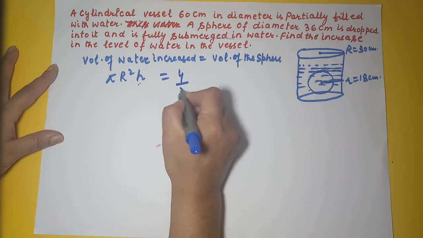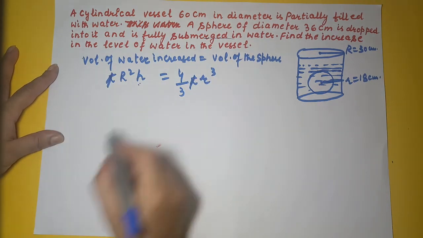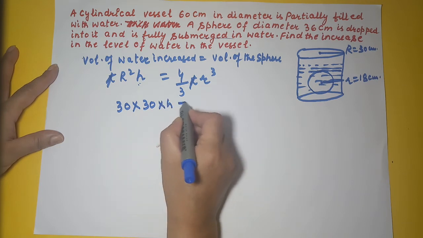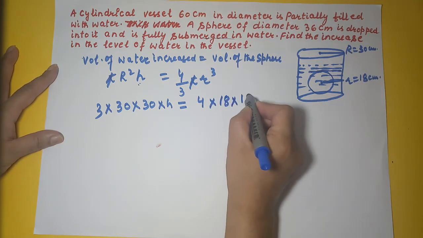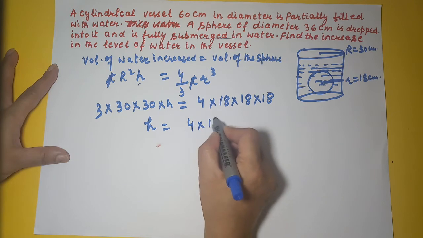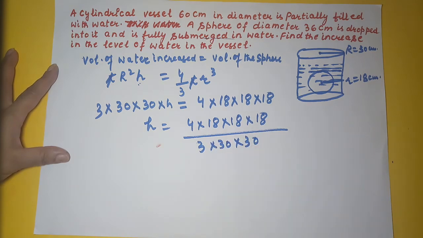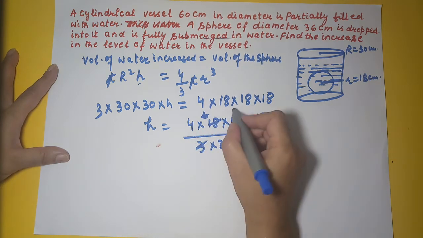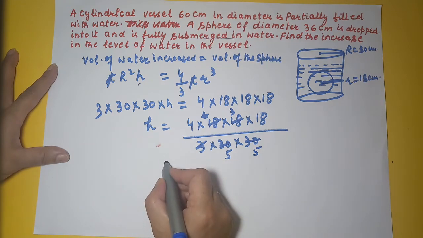What is the volume of a sphere? 4 by 3 pi r cube. So pi and pi will go. Okay, h we don't have. So r we have 30 into 30 into h equal to 4, this 3 we can send here, into r we have 18 into 18 into 18, 3 18s. Right. So our h will be 4 into 18 into 18 into 18 divided by 3 into 30 into 30. Fine. So 3 6s are 6 5s are 6 3s are 6 5s are. Okay. Anything else?